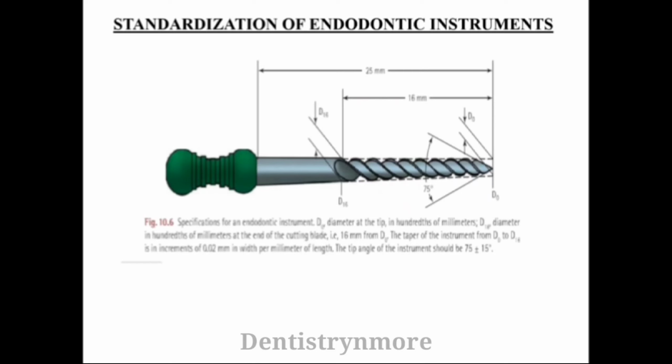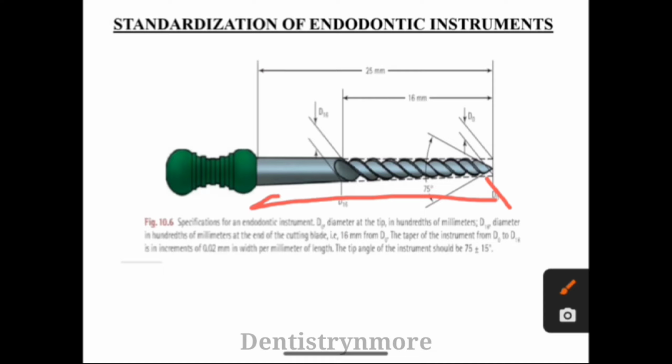This is the standardization of endodontic instruments. So in the figure you can see the specification for an endodontic instrument, that is D0. That is the diameter at the tip, expressed in hundredths of a millimeter. And next one is here, from D0 to D16.